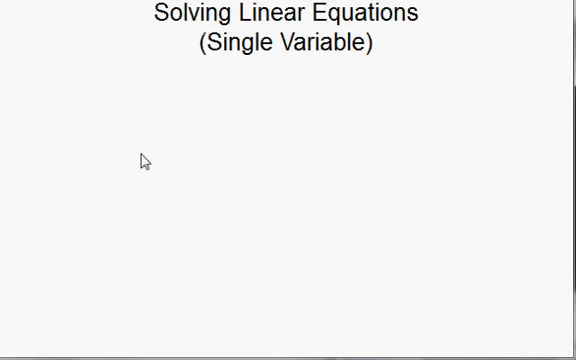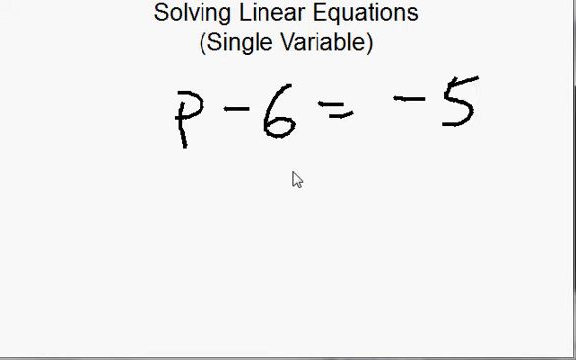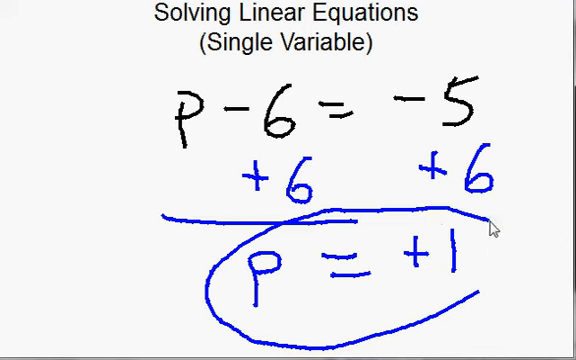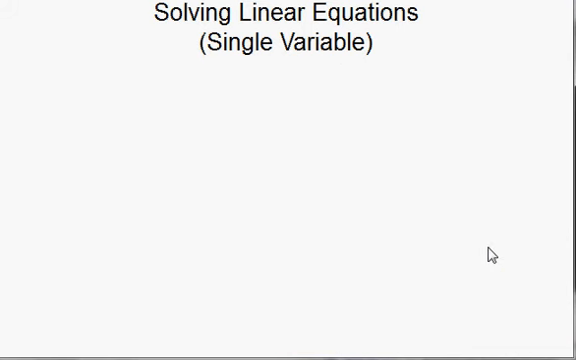So we have p minus 6 equals negative 5. So again, the thing to do in this case is to add 6 to both sides. Okay? And then on the left I've got a p, and on the right I've got a positive 1. So p equals positive 1. Great. Now let's go on to a harder one.